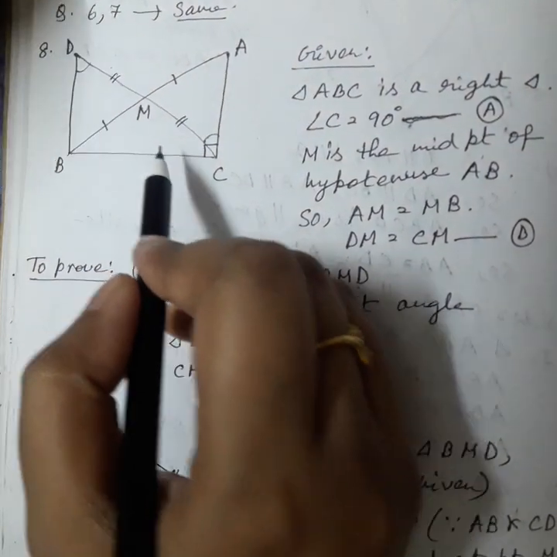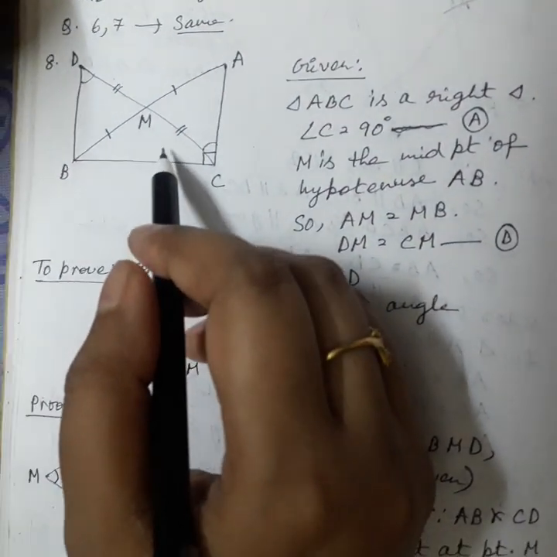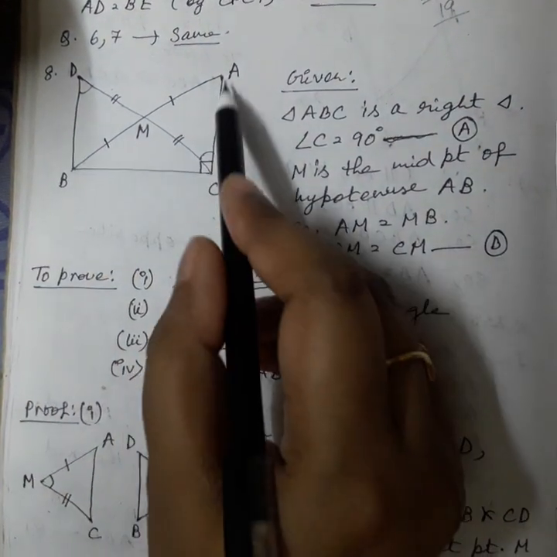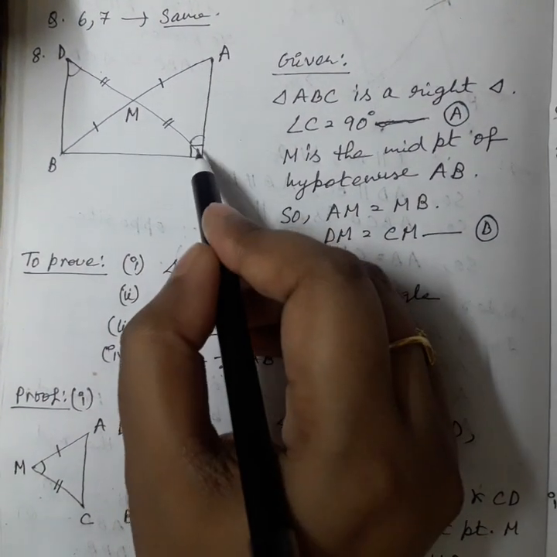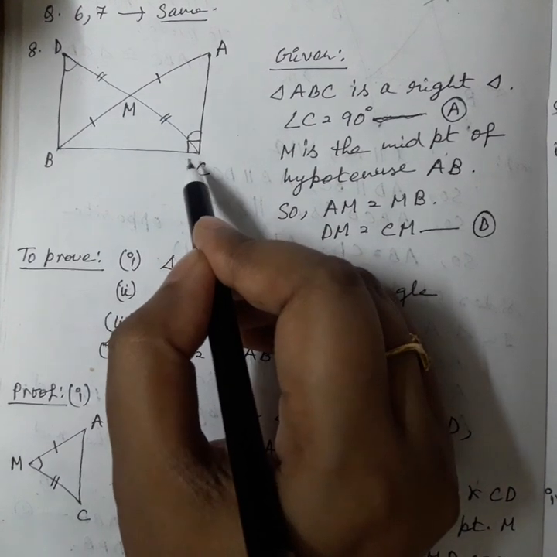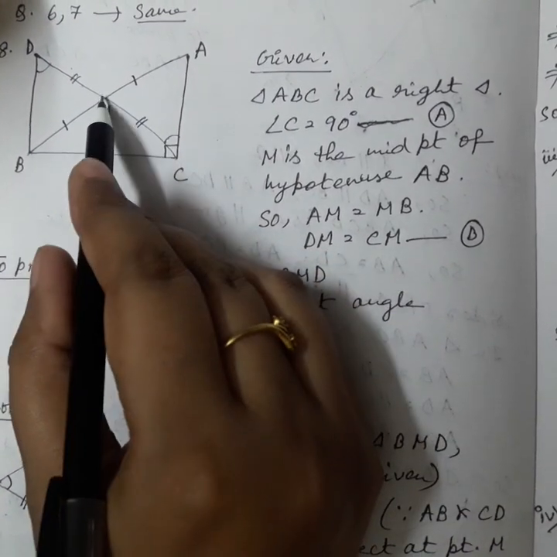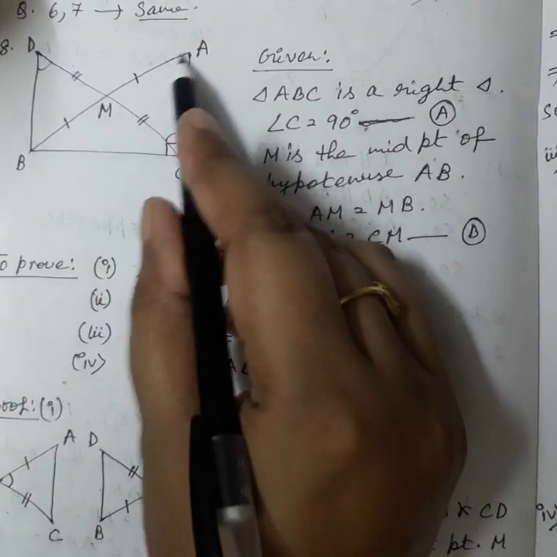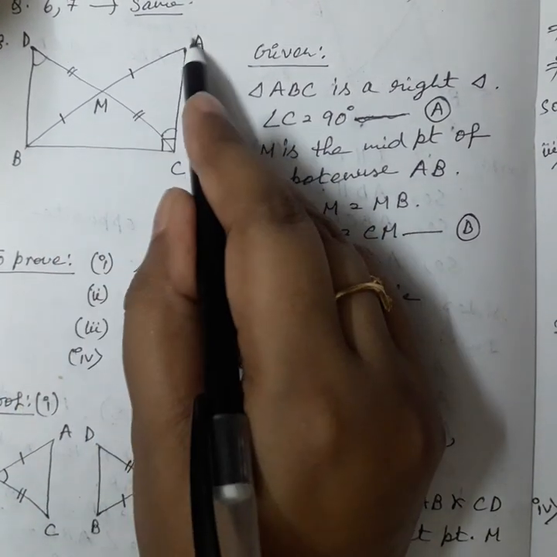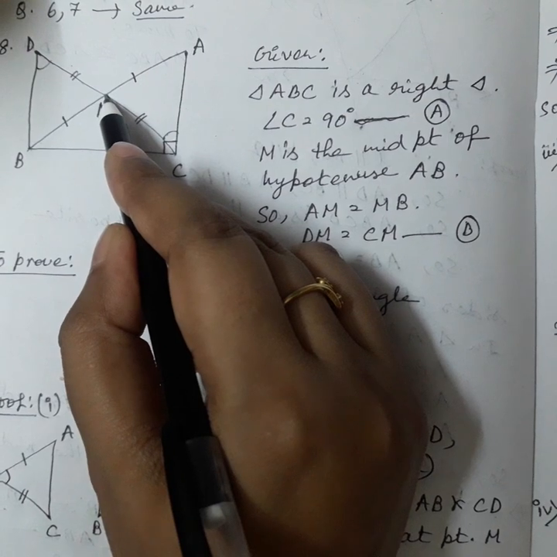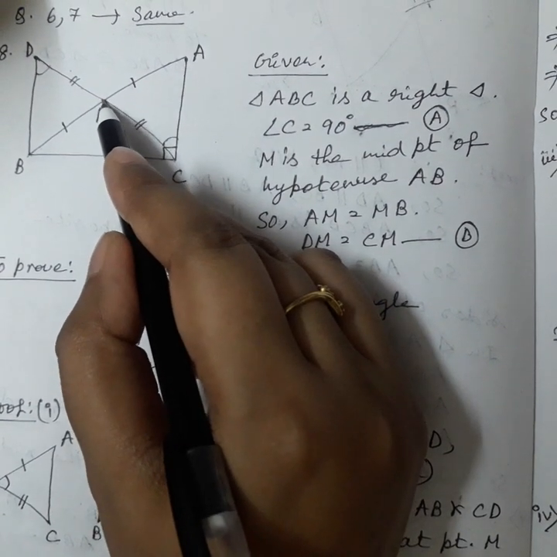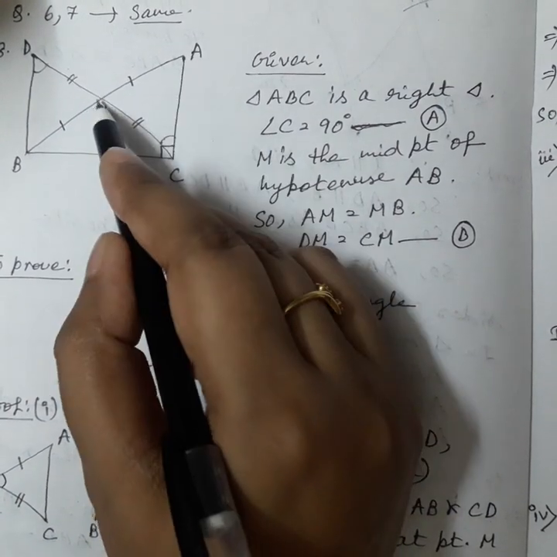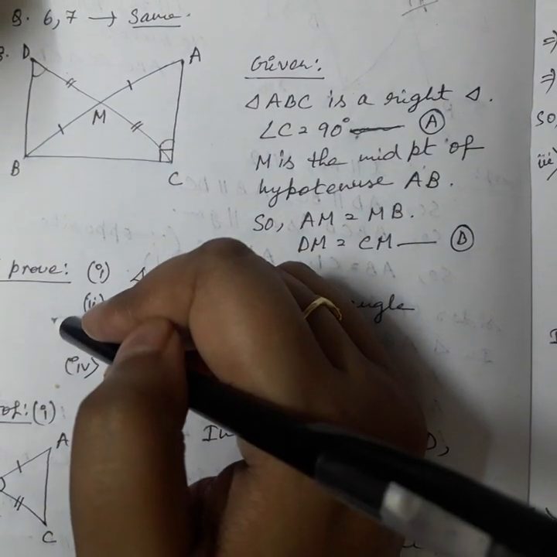The figure is given in your question, and it is written that in a right triangle ABC, right angled at C, that means angle C is 90 degrees. It is given M is the midpoint of the hypotenuse AB. So for this triangle, AB is the hypotenuse and M is the midpoint of AB. That means M divides AB into two equal parts, so MA and MB are equal.